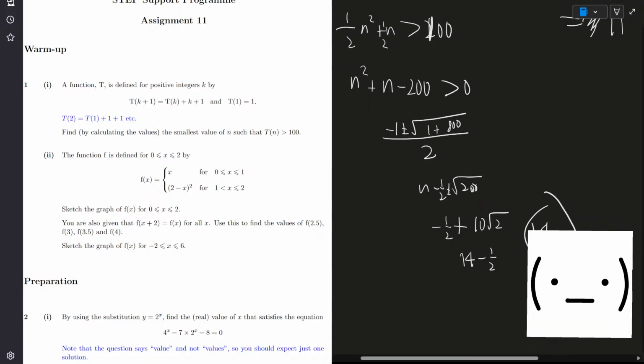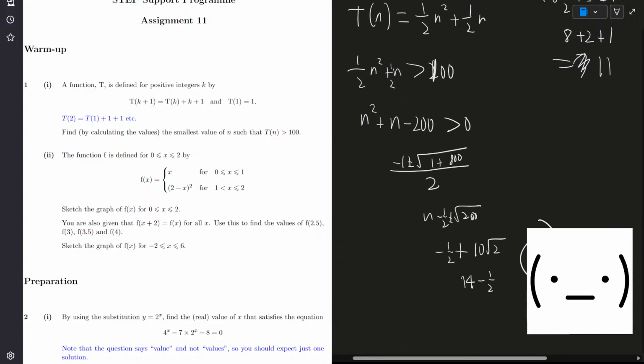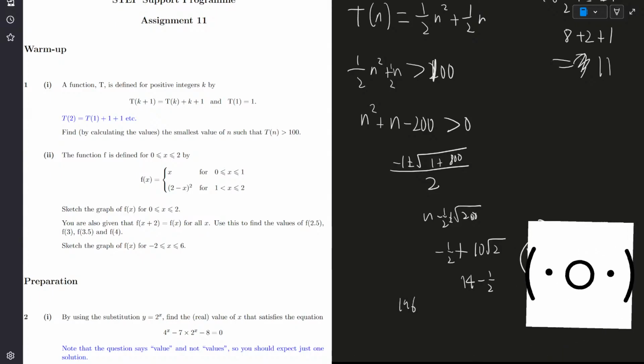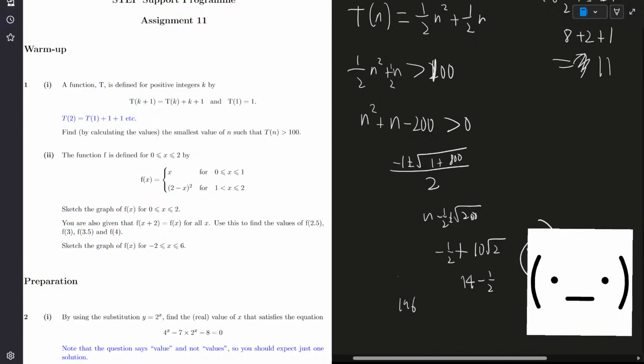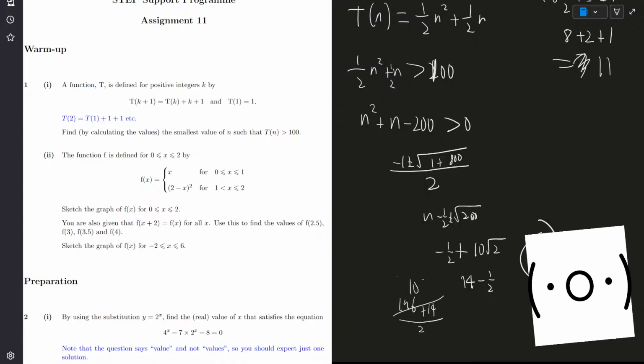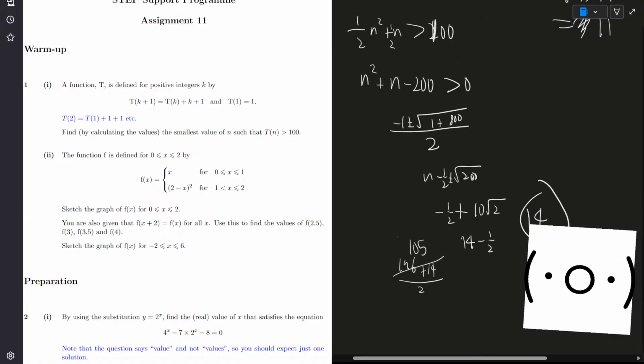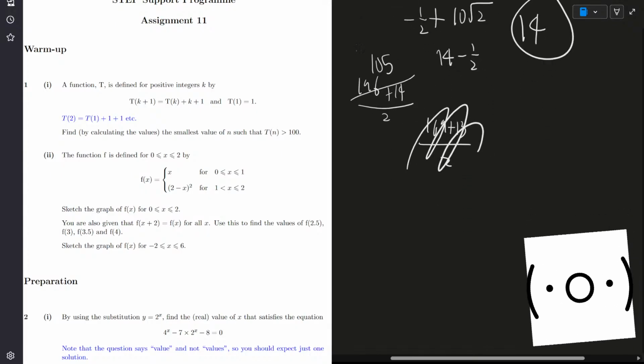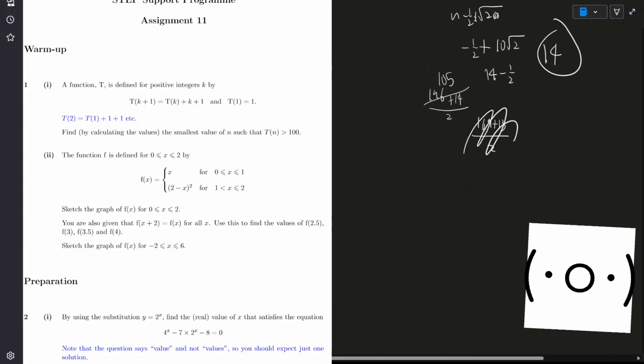I guess we could just compute it. It's not that hard. So 14 times 14 is 196. That's 44 already, so that is 105. Yep, so that's good. That is above 100. What about 13? So that's this plus this divided by 2, which is evidently not above 100. So yeah, that's our value.